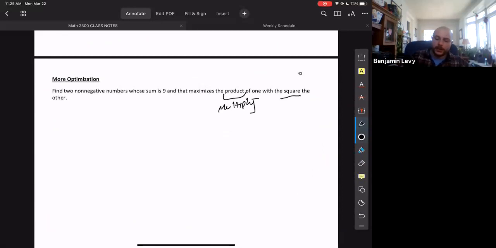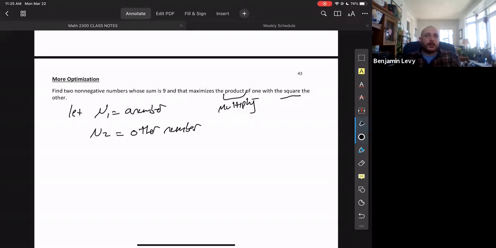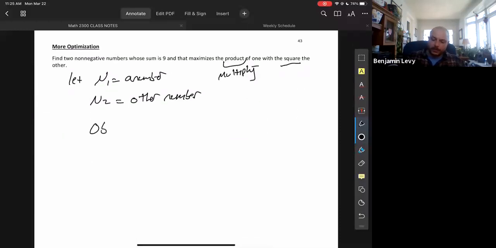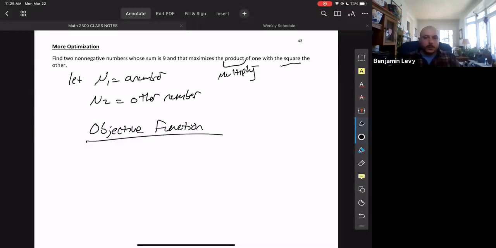Let's just define 2 numbers first. So n1 is a number. n2 is the other one. And we want to maximize something, and we're going to maximize a product. That's multiplication. And then we're going to square one of them, is what that says. That's how we figure out the objective function. So what do we want to maximize? The product. We're going to multiply one of them with the square of the other. That's what that's telling us to do, and that'll be our objective function. Let's call it Q.